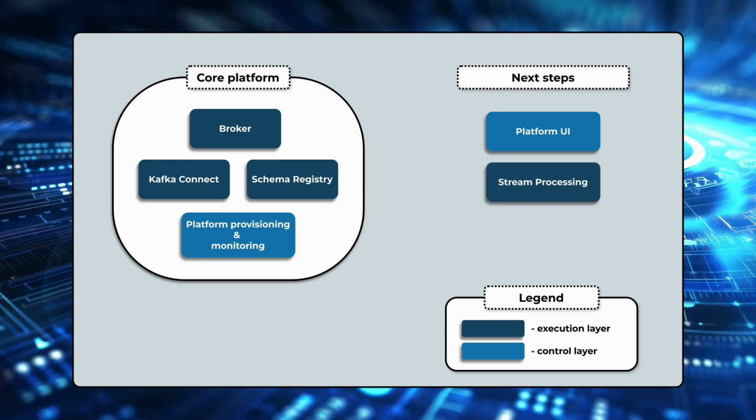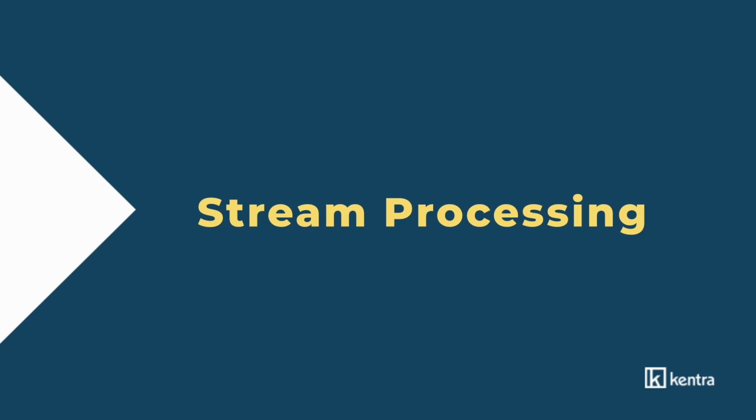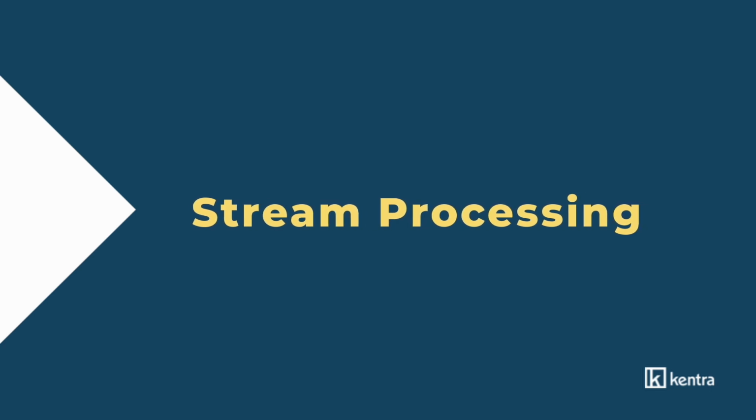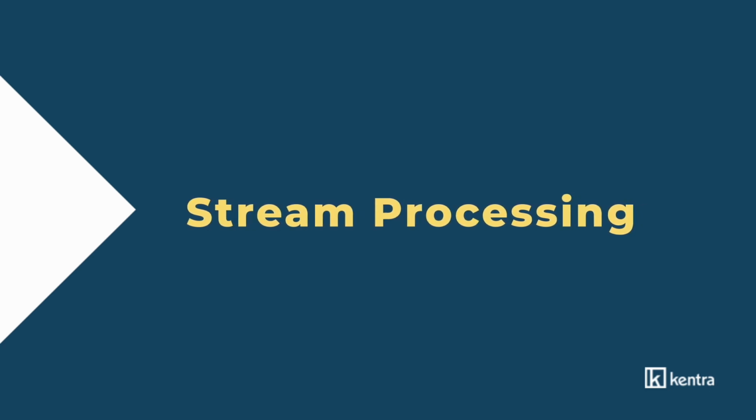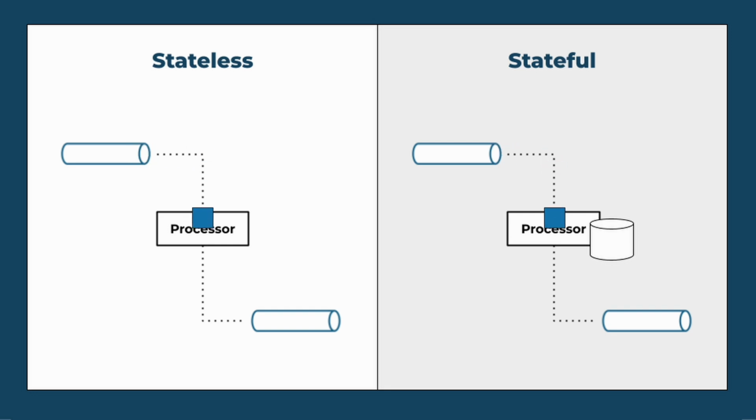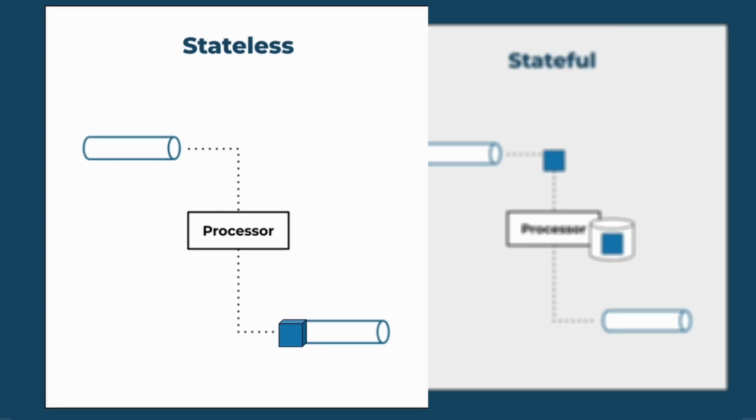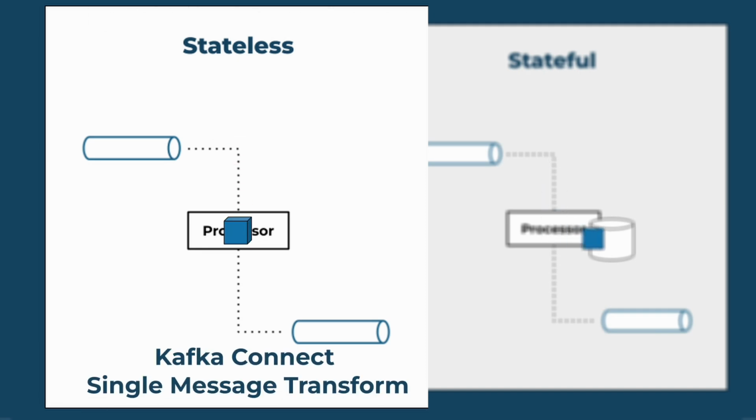While you can often handle this within your client applications, offering stream processing on the platform itself can be a game changer for certain use cases. There are two main types of stream processing. Stateless processing is the simpler kind. It operates on individual messages like mapping, filtering, or masking data. Think of it as a quick transformation on the fly. Kafka Connect single message transforms are a great example of this.